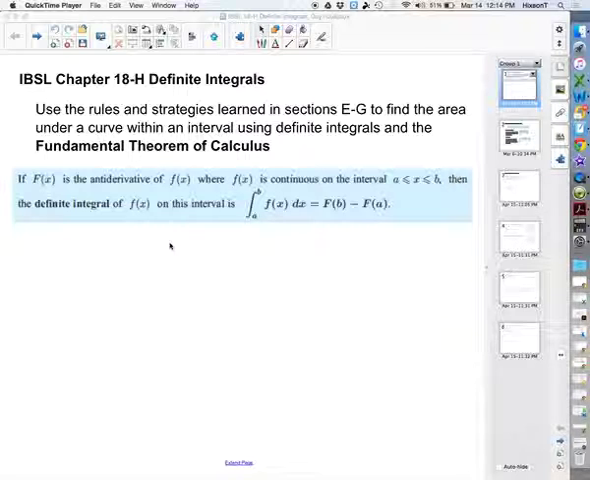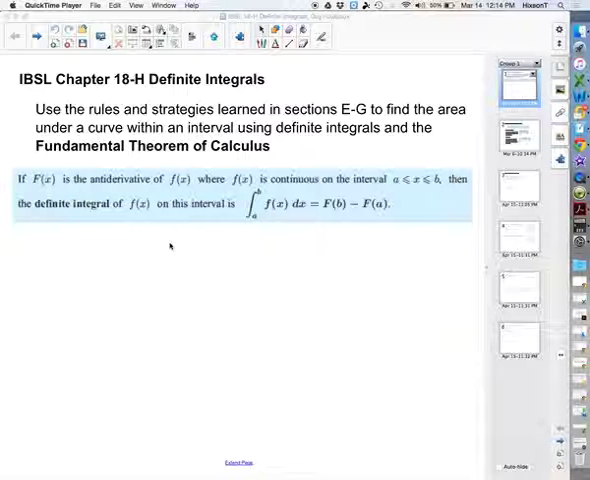So here you can see, if capital F of x is the antiderivative of f of x, where f of x is continuous on an interval where x is between a and b, then the definite integral of f of x on this interval is the integral from a to b of f of x dx, and that equals capital F of b minus capital F of a. So we saw that that was our fundamental theorem of calculus.